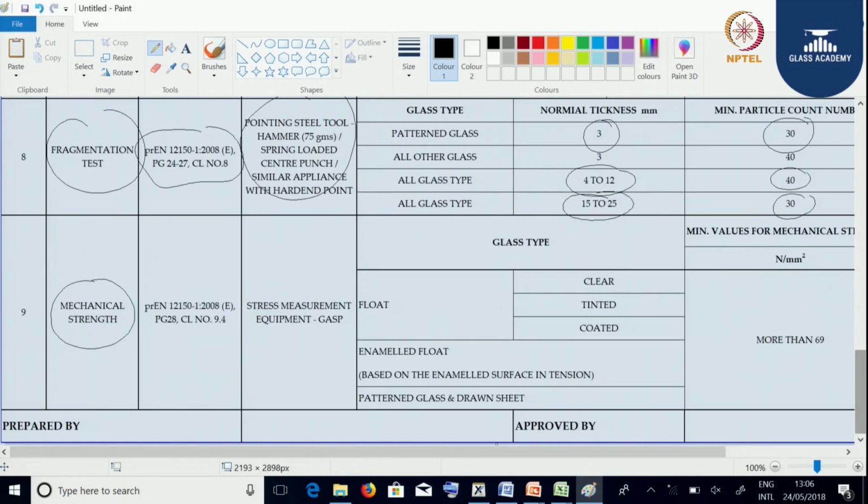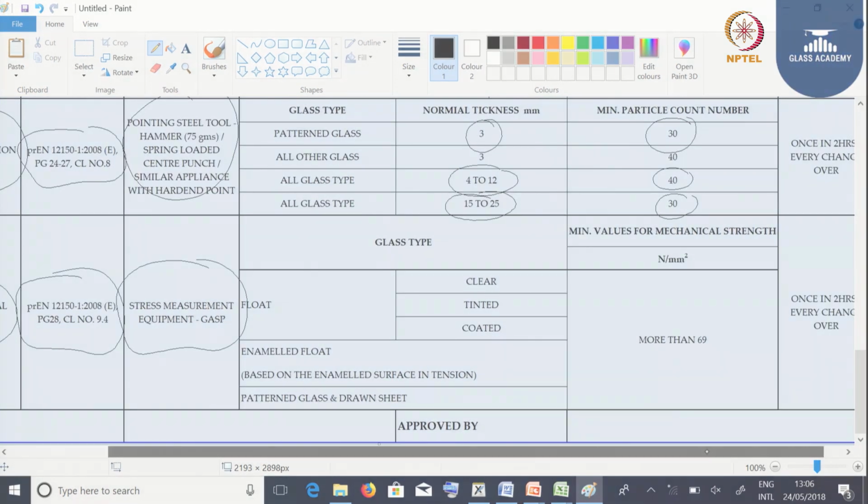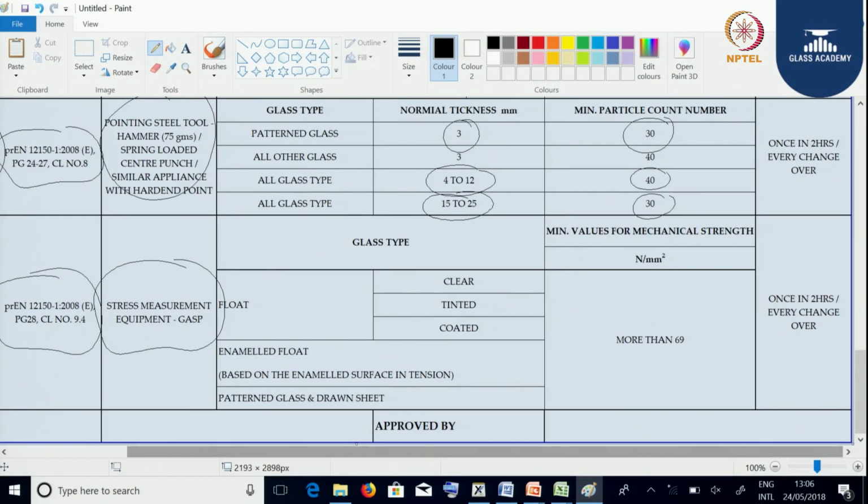Next, let us take the non-destructive method of test, that is, measuring stress levels. The standard we follow is EN12150. This we measure through an equipment known as GASP. And we need to see whether it is a clear glass, tinted glass or a coated glass. For a toughened glass, the stress value should be more than 69 MPa, or Newton per square millimeter. And the frequency of testing will be every 2 hours or whenever there is a changeover.